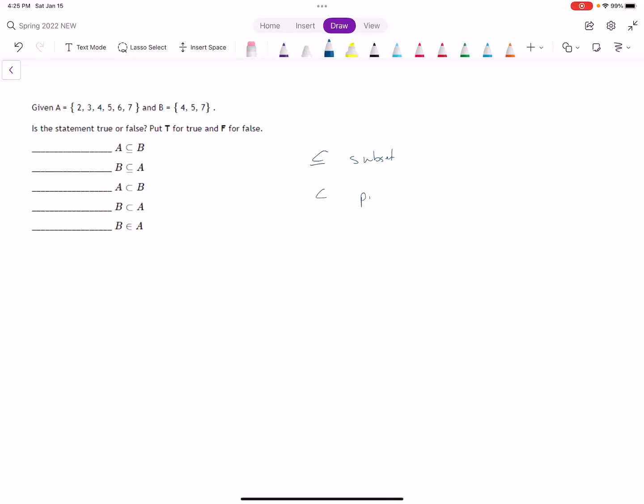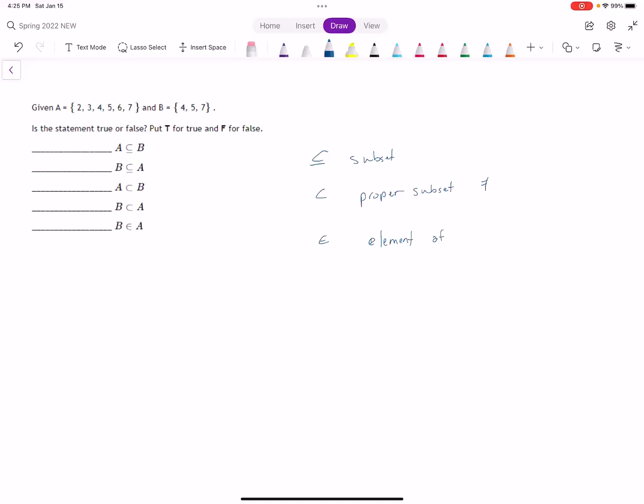Then we have a proper subset. So remember, proper subset means it has to be a subset, but it cannot be equal to the set itself. And then the third symbol we see here is this one here, and that's for an element of. So in this case here, we ask whether or not an object is an element of a set.